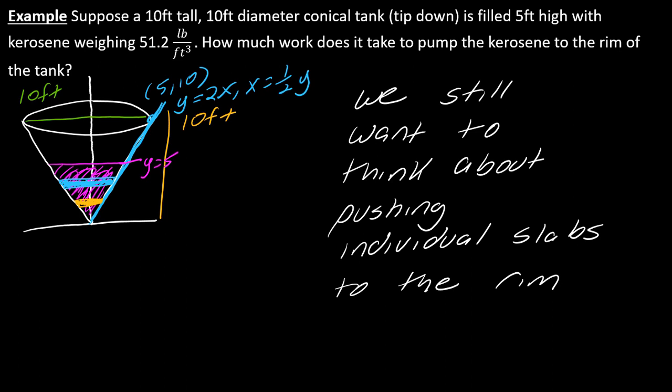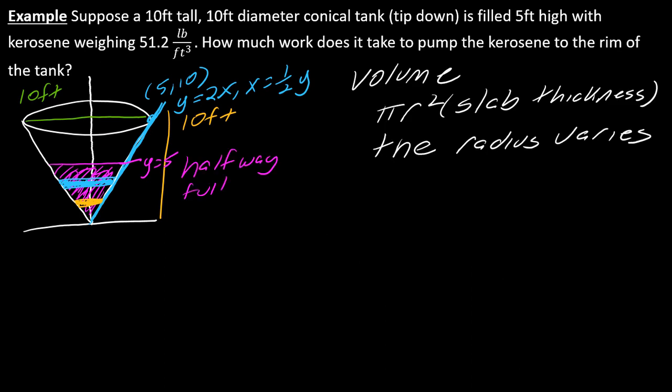So, all right, let's break this down now. The volume is still found the same way. I still use pi r squared times whatever the slab thickness is. But in this problem, unlike the last one, where we had a straight radius all the way down, I have a radius that is varying. So if you think about just this distance to this distance, this is being captured by this line here, x equals 1/2 y.